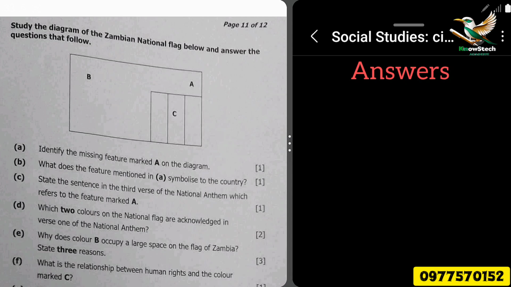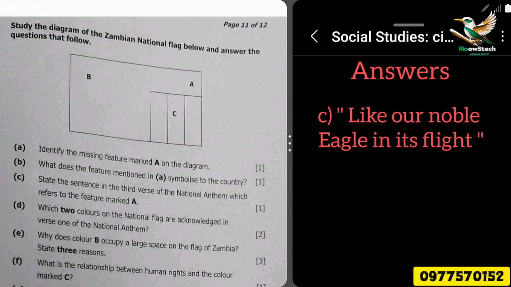State the sentence in the third verse. Oh, this question has been repeated. It also came in other years, I think 2015, 2016, 2017. State the sentence in the third verse of the national anthem which refers to feature A. It says, "Like our noble eagle in its flight."